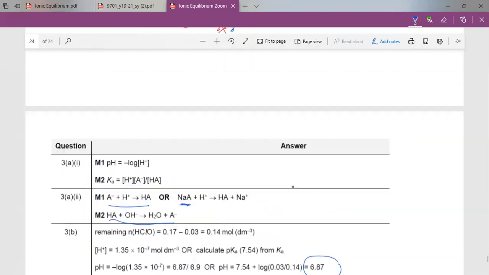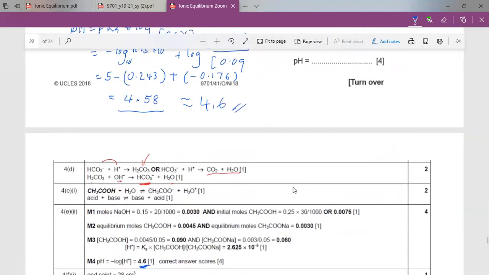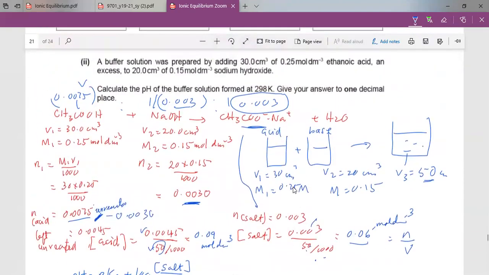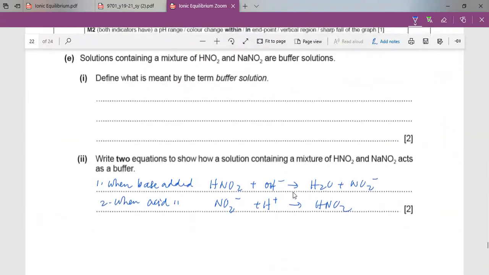Right, now one last one. I aim to finish, I will finish. This is easy peasy. This is just explanation. The solution contains a mixture of nitrous acid, HNO2, which is not very stable, and sodium nitrite. Nitrate is NO3 minus.